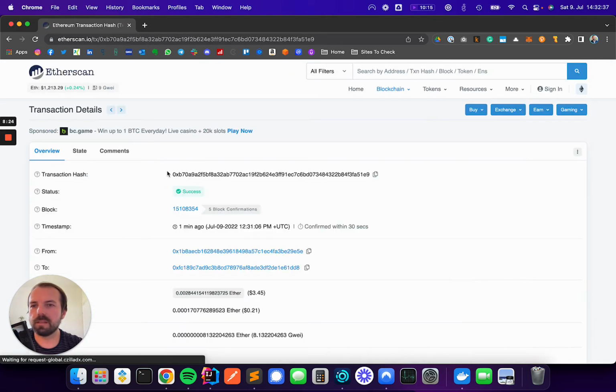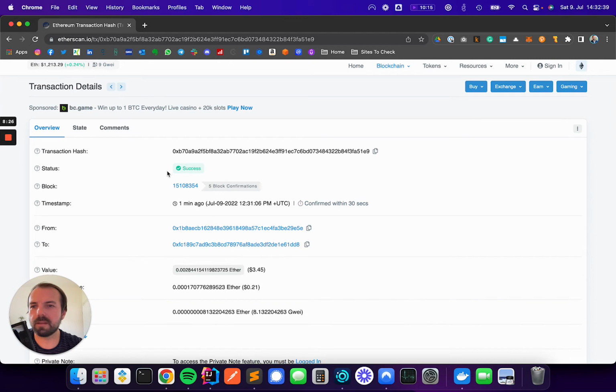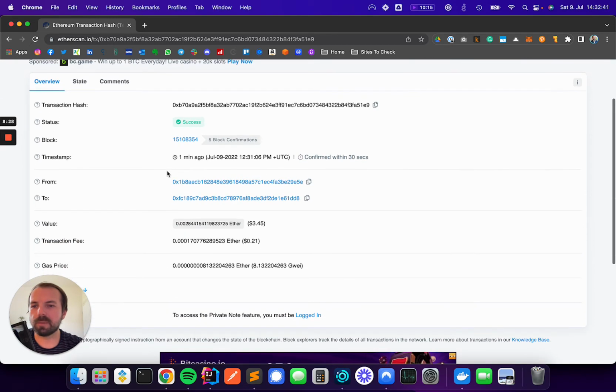When we click on this, we see the data from the table once again. So we see the transaction hash, which I said is the identifier. We can see that this is successfully added to a block. Here we see in which block. We see also the amount of confirmations that are tied to this transaction.